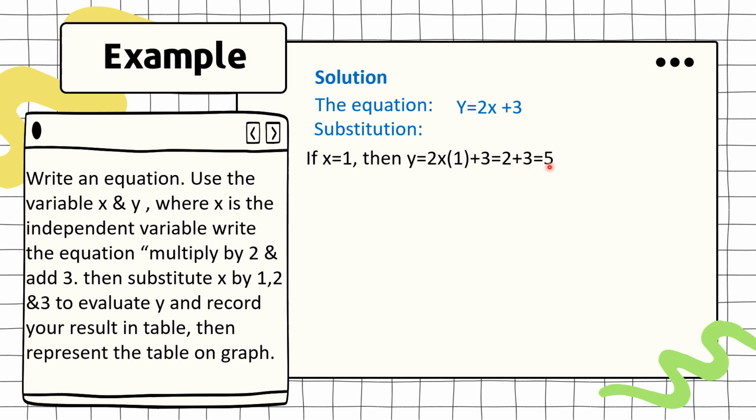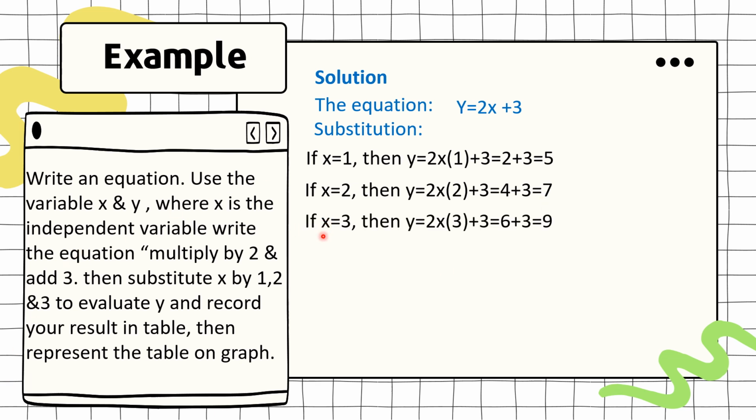Please don't underestimate the step-by-step answering, please. If x equals 2, then y equals 2 multiplied by 2 plus 3, which equals 4 plus 3, which equals 7. If x equals 3, then y equals 2 multiplied by 3 plus 3, which equals 6 plus 3, which equals 9.